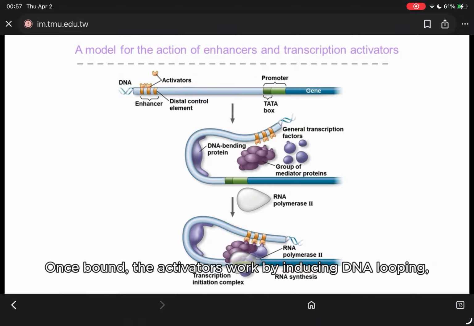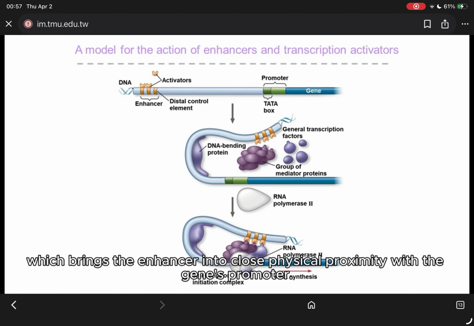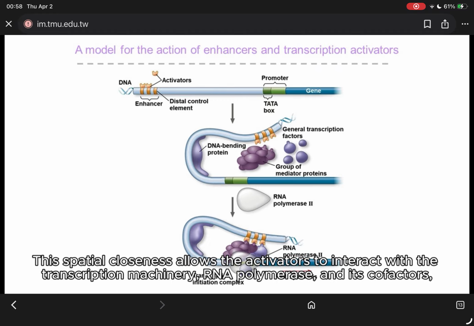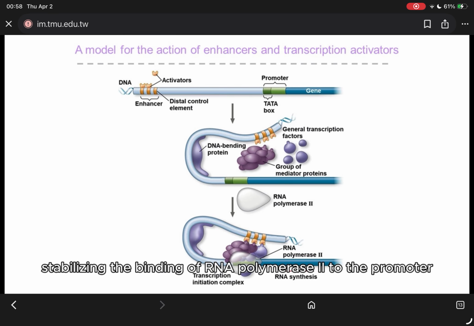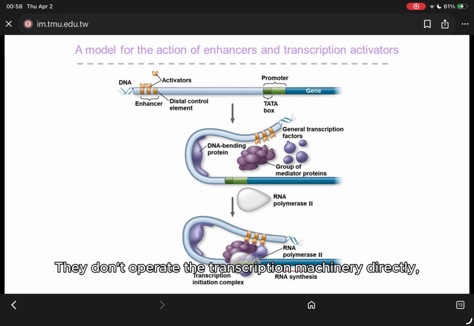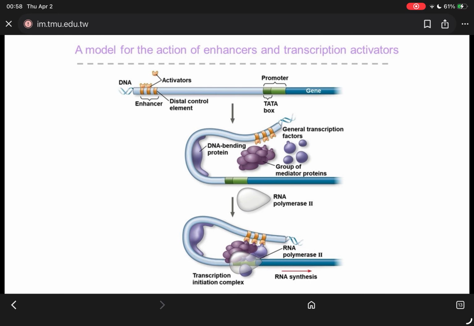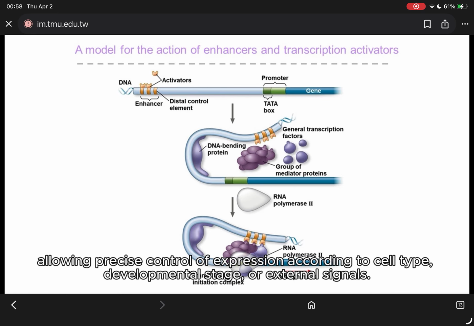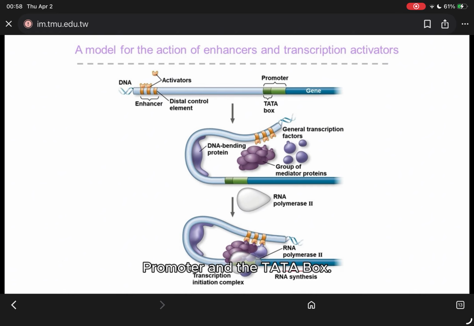Once bound, the activators work by inducing DNA looping, which brings the enhancer into close physical proximity with the gene's promoter. This spatial closeness allows the activators to interact with the transcription machinery, RNA polymerase, and its cofactors, stabilizing the binding of RNA polymerase II to the promoter and facilitating transcription initiation. In simple terms, enhancers and activators act as remote commanders. They don't operate the transcription machinery directly, but through looping and recruitment, they help the machinery work more efficiently. This mechanism provides cells with powerful and flexible gene regulation, allowing precise control of expression according to cell type, developmental stage, or external signals.